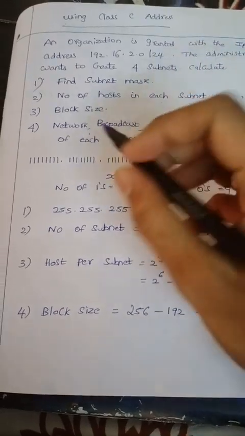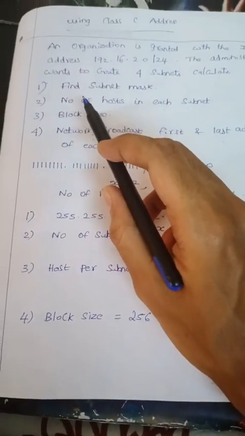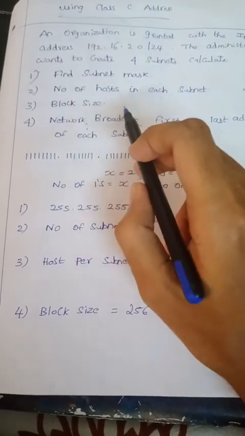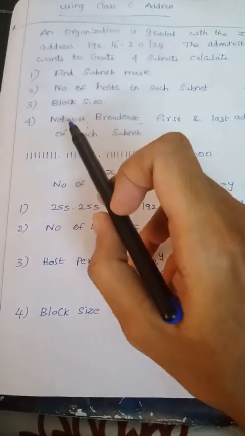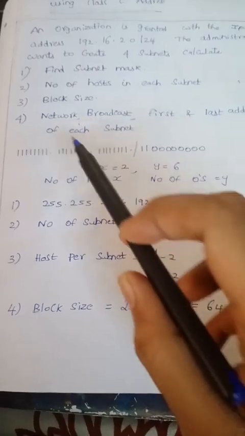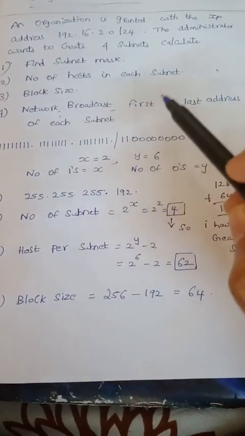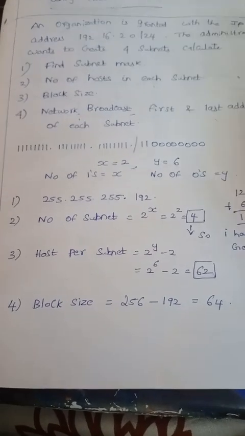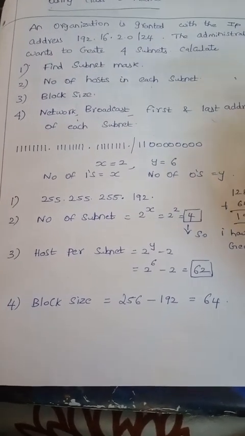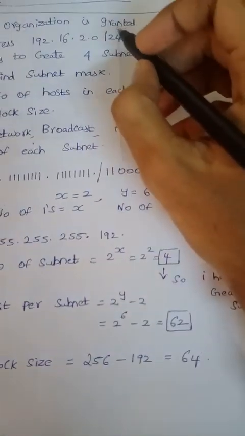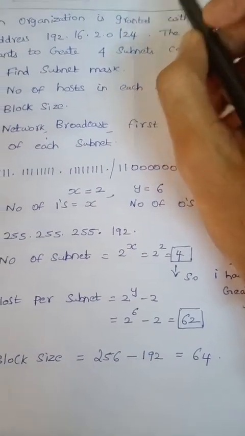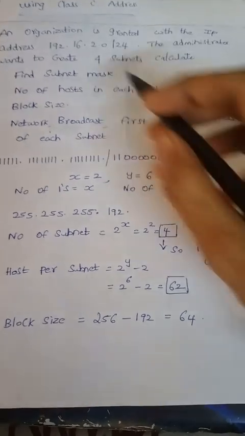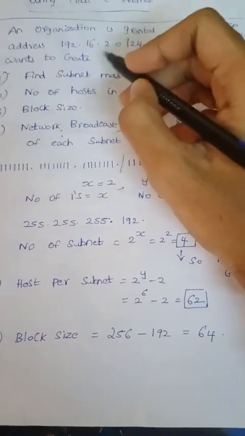For this I first have to find the subnet mask and the number of hosts in each subnet, and next the block size and the network, broadcast, first and last address of each subnet. Before entering into that, I have to check this CIDR. It is 24 and belongs to the class C IP address. In that case I have to create 4 subnets.